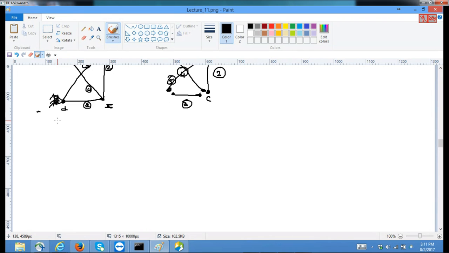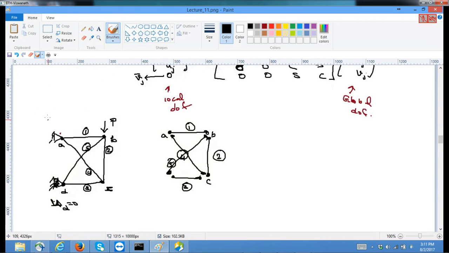Since it's a roller support, it cannot go inside the support, so this is constrained. Horizontal movement is constrained, so UD equals 0. If you come here, it cannot go in this direction, it cannot go in that direction, because it's a pin joint. UA equals 0, VA equals 0.